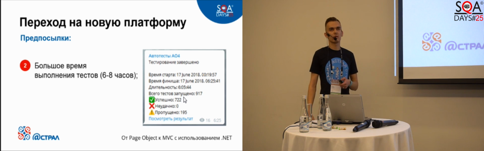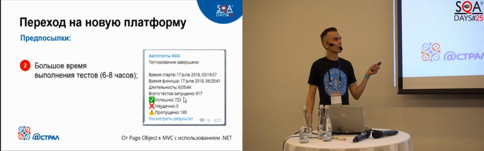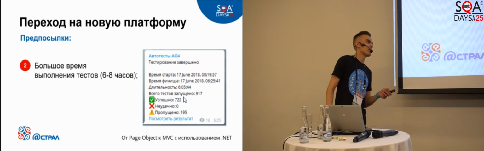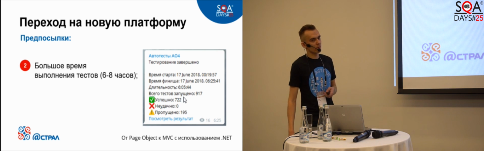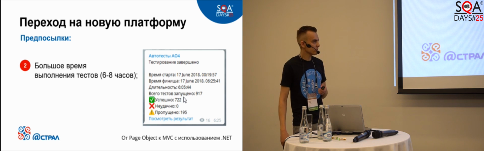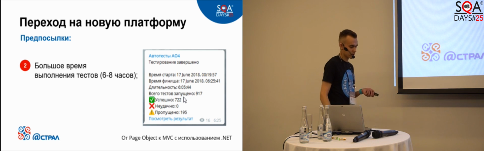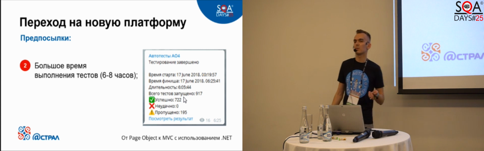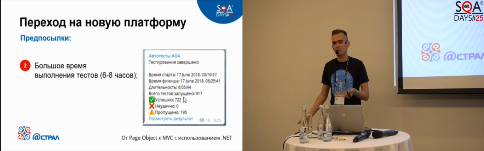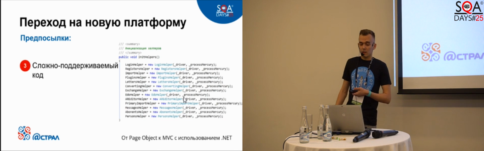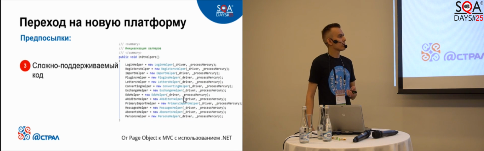Also, our tests ran for a very long time, about 6 to 8 hours. On the screen, you can see a report in the Telegram bot that showed us how much time it took. Consequently, we were not happy with this, since it violated the main task of conducting releases that would run quickly and very often. We also had quite hard-to-maintain code.